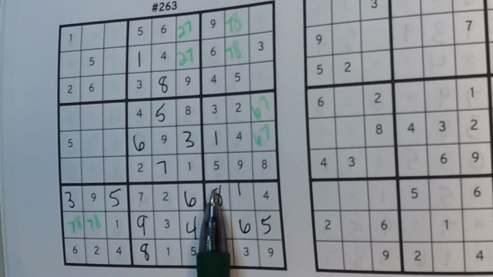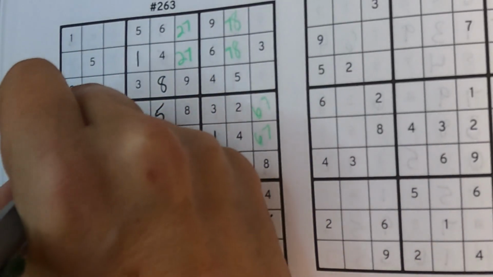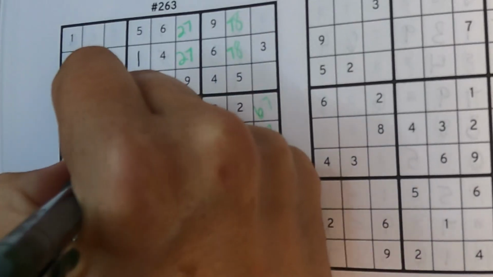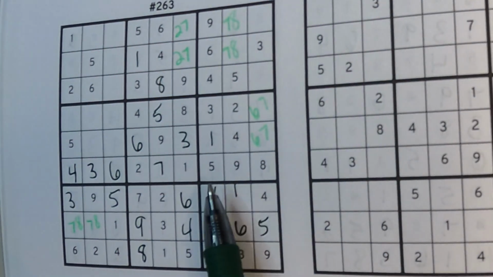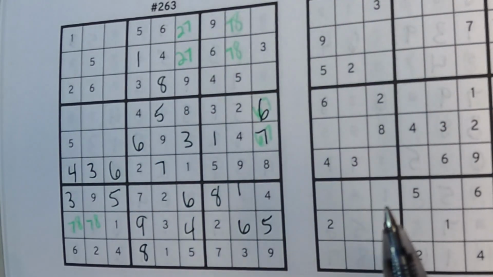For this row, we're missing 3, 4, and 6. We've got 3 and 6 here, so this is our 4. 6 here, so 3, 6. Oh, this 6 makes this our 7, 6.